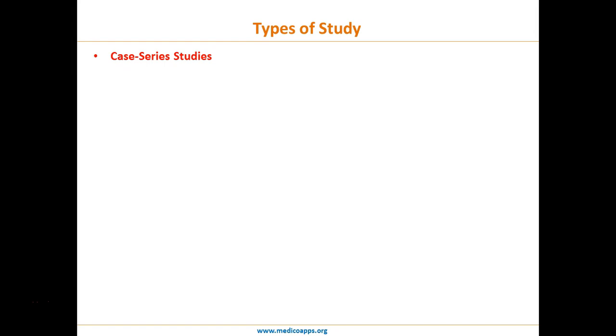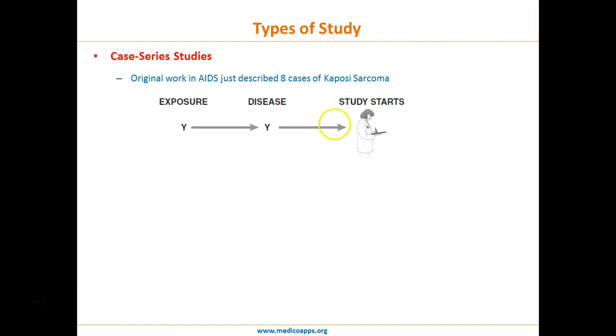Then there are case series studies, and it is important because the original work on AIDS just described 8 cases of Kaposi sarcoma. In this, again the study starts today, but it is not like a case control study. So the study starts in the patients who have a disease, and then we look back for the history of exposure and other such factors.